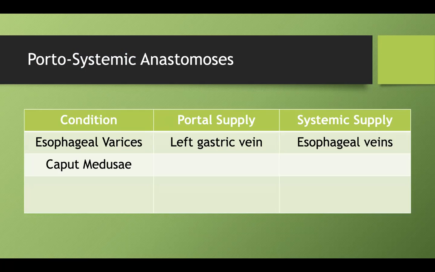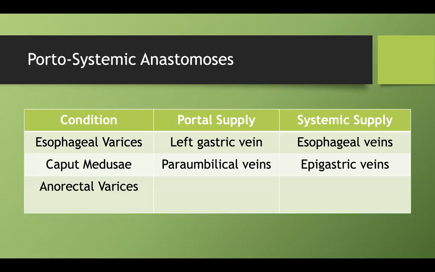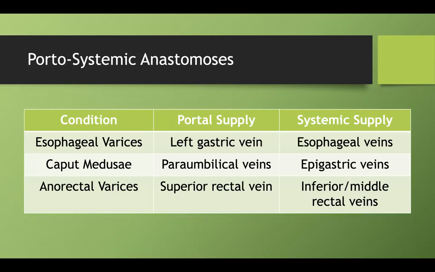You can also get something called caput medusae, which means like Medusa's head. And that's from our para-umbilical portal veins connecting with our epigastric veins. The last condition I want you to know about are anorectal varices, and that's where our superior rectal vein has a connection and provides back pressure to our inferior or middle rectal veins. So let's talk about each of these three.